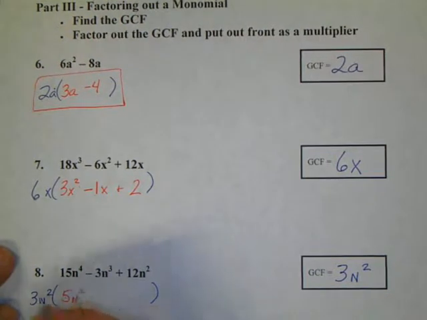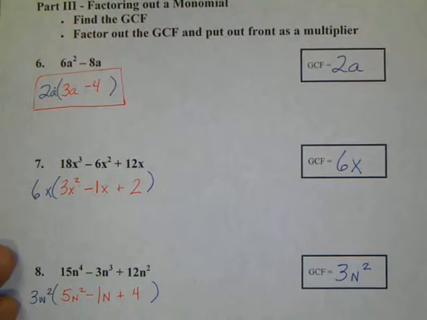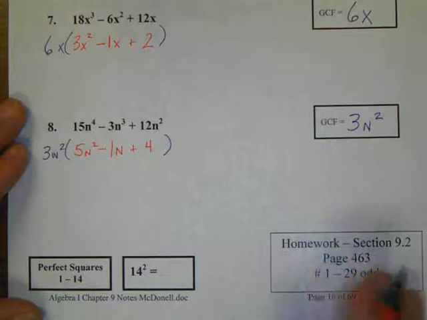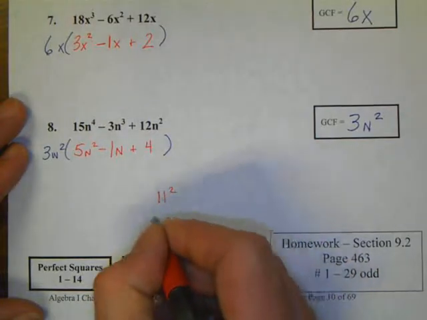Now let's fill it in on our own. 3 times what is 15? Obviously that's 5n squared minus 1n plus 4. Once again, you don't need that 1 there, but it sure is helpful if necessary.